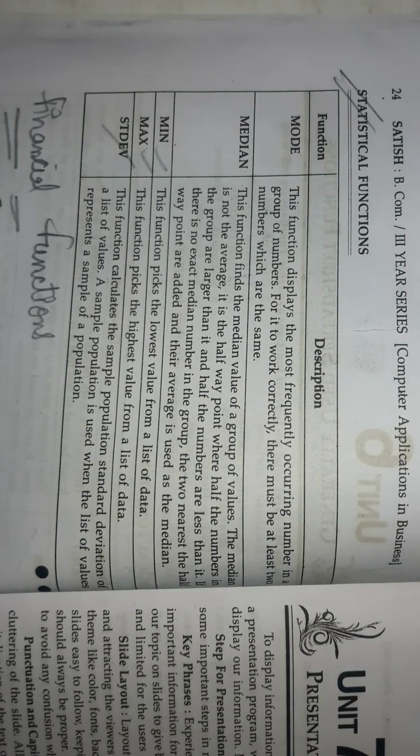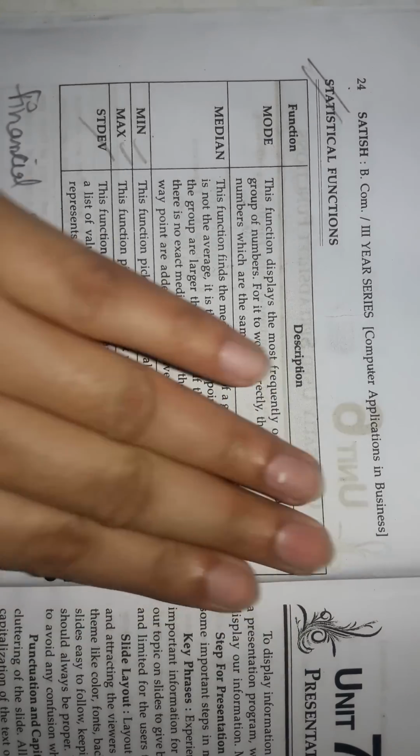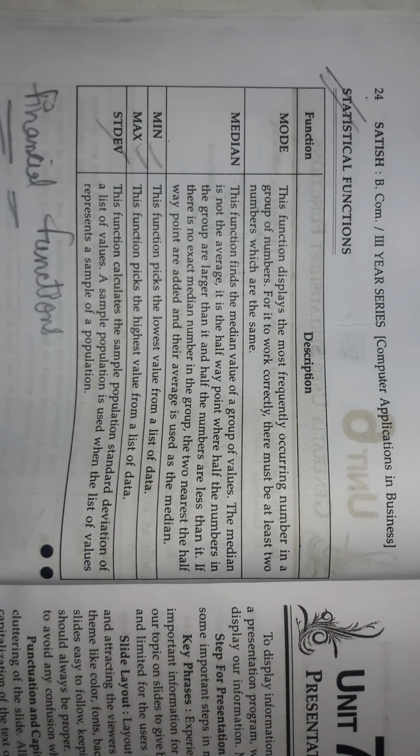Now then comes your statistical functions. In statistical functions, there are the mode function, median function, minimum function, and maximum function. So let's discuss the mode function. What is there in the mode function? It is like what you have studied in maths and statistics, right? Mode: this function displays the most frequently occurring number. That means the number which comes more times.